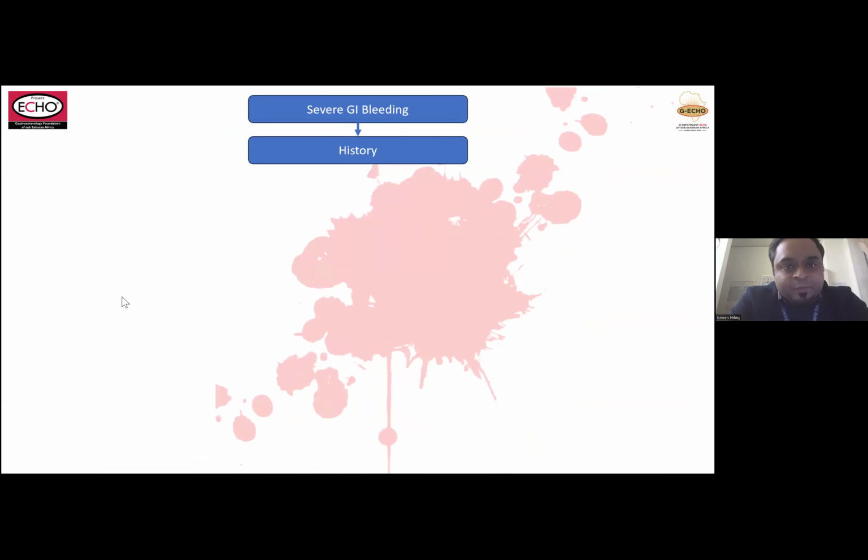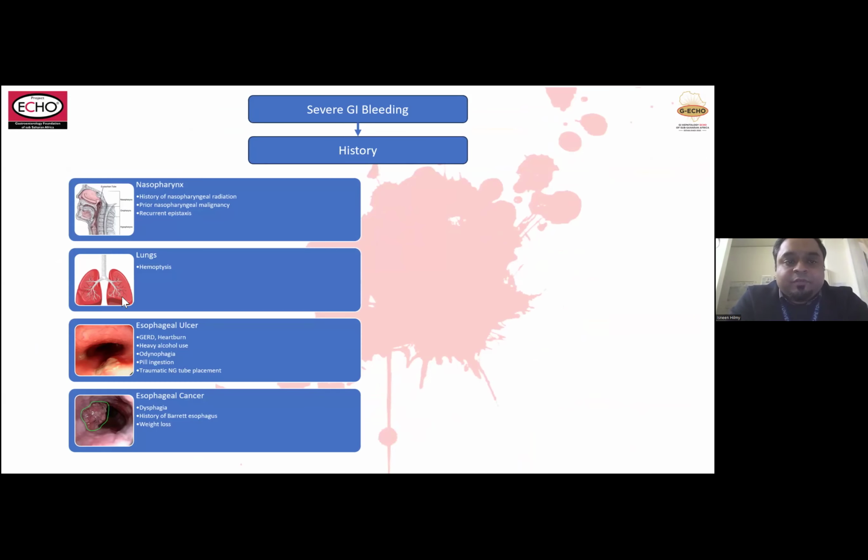So for the approach, once the patient has bleeding, we look for different causes for bleeding. We take a proper history from the patient. So we ask the patients if they had any nasopharyngeal radiation or nasopharyngeal malignancies or recurrent epistaxis. This could point towards a nasopharyngeal cause. Or you have to differentiate between hematemesis and hemoptysis.